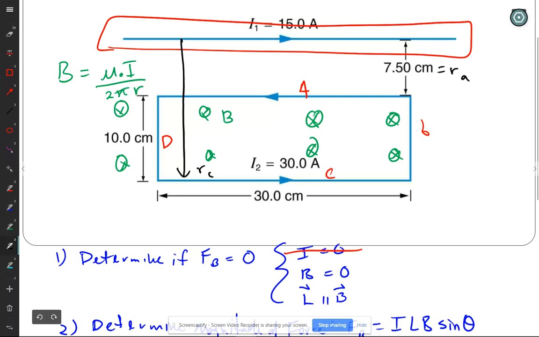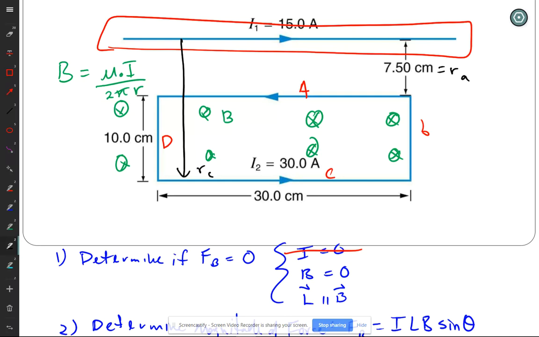So RA and RC are easily defined. Now for sides B and D, the radius is changing, so the magnetic field strength is changing as you move along those sides. That's a little bit disconcerting, isn't it? But now we can come back to, right, that answers your question about the magnetic field.